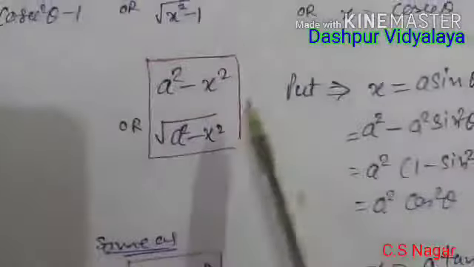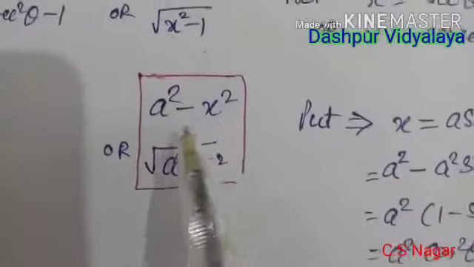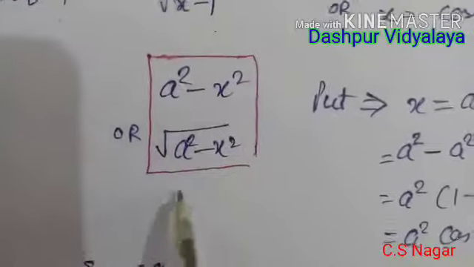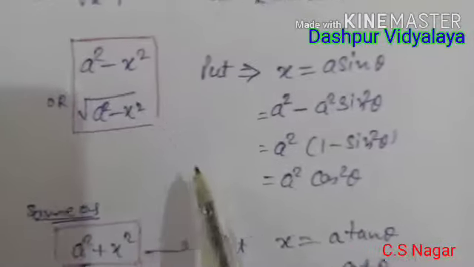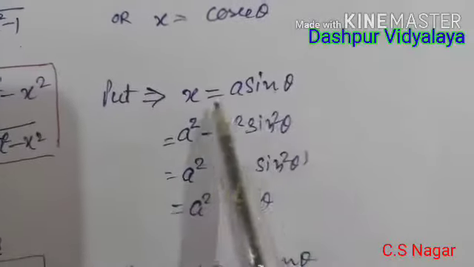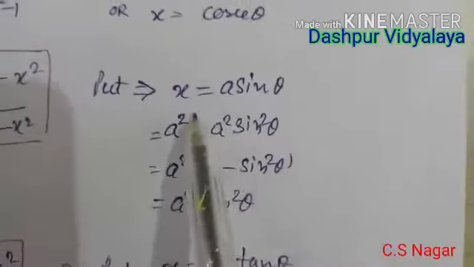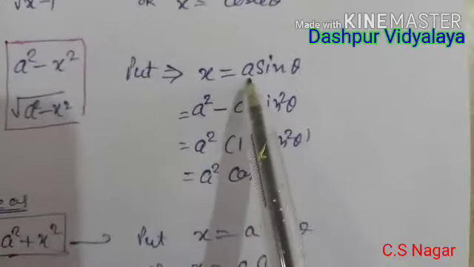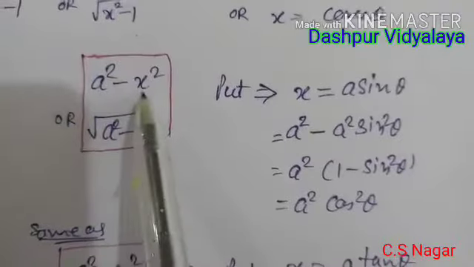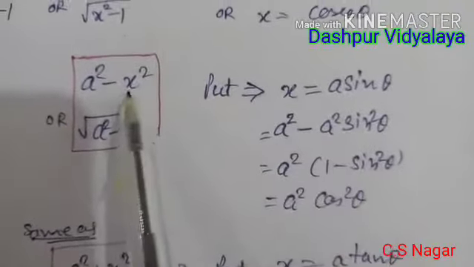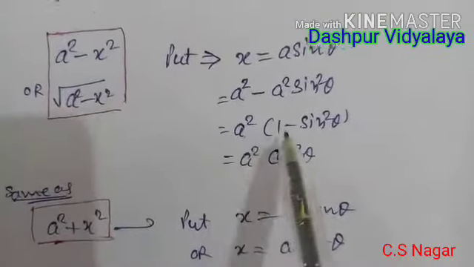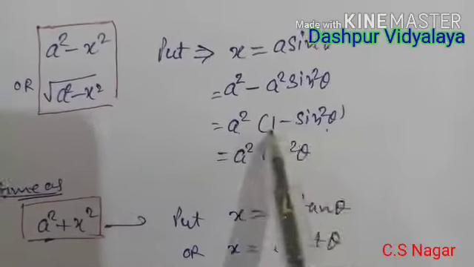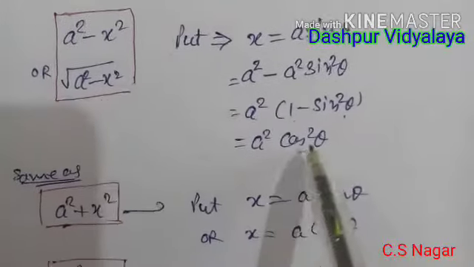Now, suppose some term like a square minus x square or under root a square minus x square. In this case, once again, we will put x is equal to a sin theta or x is equal to a cos theta. Suppose when we put x is equal to a sin theta, in place of x write a sin theta. It means a square sin square theta. So, a square is common, and 1 minus sin square theta is cos square theta.